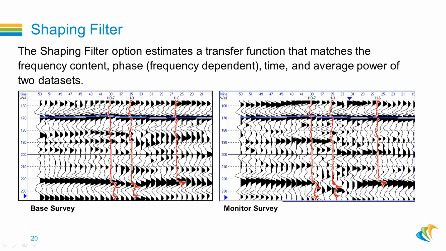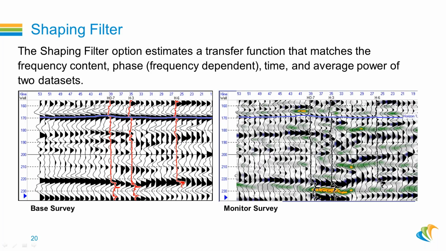So the filter is required in between. What will happen here, for example, is that this is the monitor survey. After applying this shaping filter, you see where the differences are located.